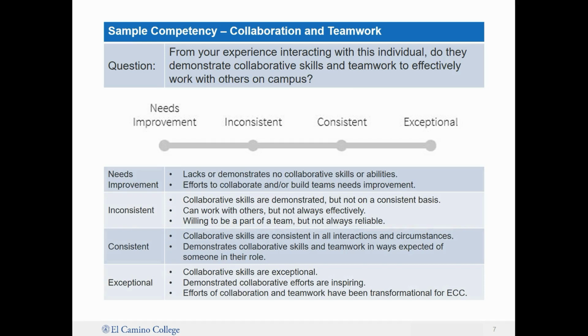As you can see, the needs improvement rating characterizes work performance behaviors that are severely lacking in collaborative skills or proficiency in building teams, whereas an exceptional rating would be assigned to an administrator or supervisor who demonstrates collaborative behaviors that are beyond what's expected in their role and is truly transformational in building teams.